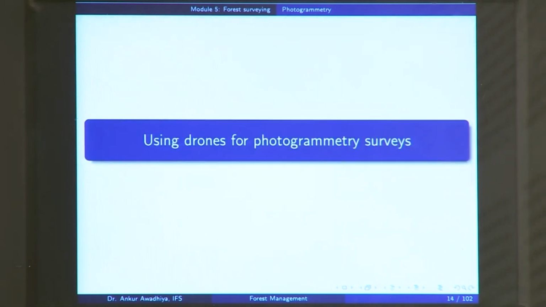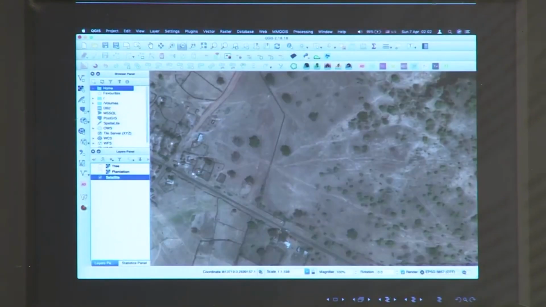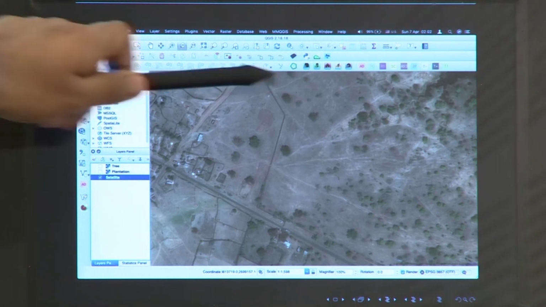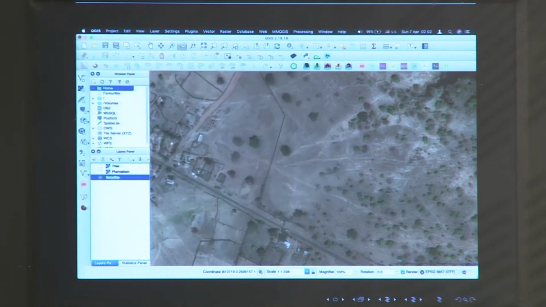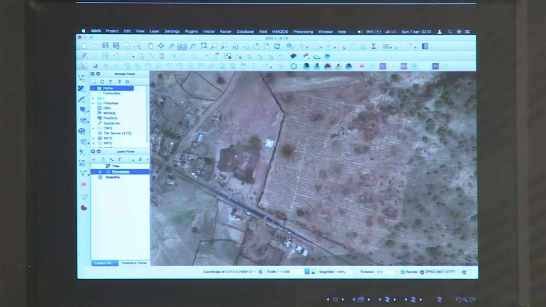So, let us have a look at one application of photogrammetry, in which case we were using drones for photogrammetric surveys. This survey was done in Noradeh Wildlife Sanctuary, and in this picture we are seeing a satellite image of the area that we were trying to perform photogrammetry on. So, this is the satellite image, and next you have the image from a drone.